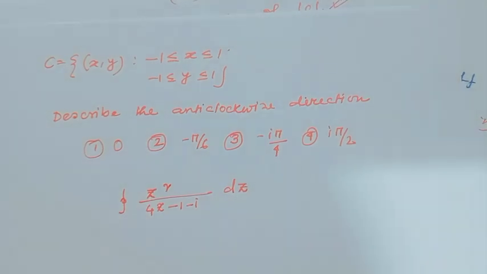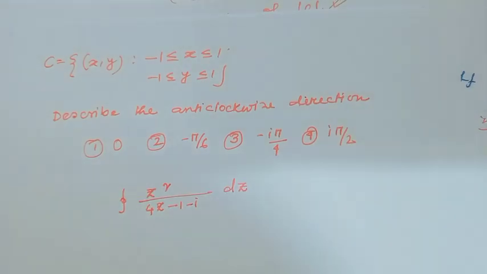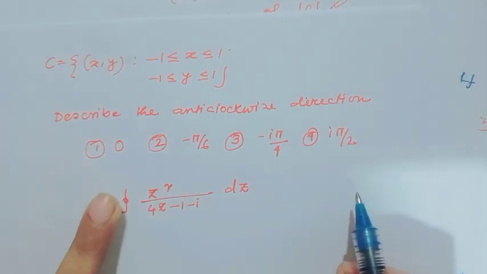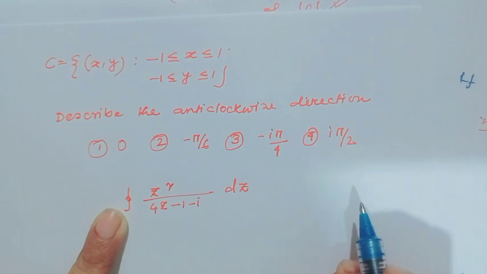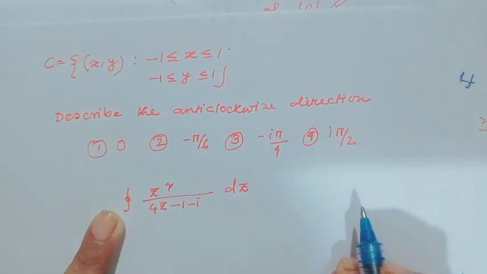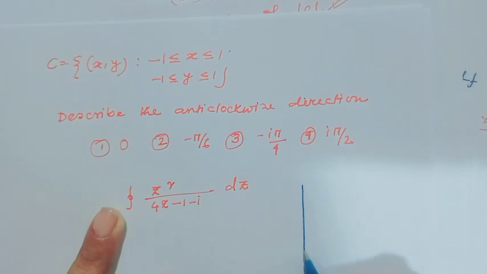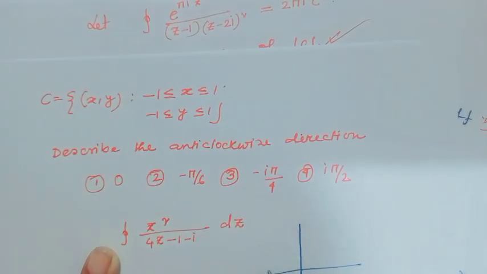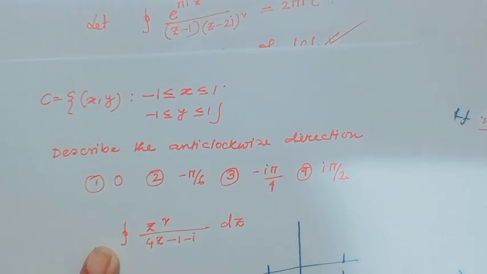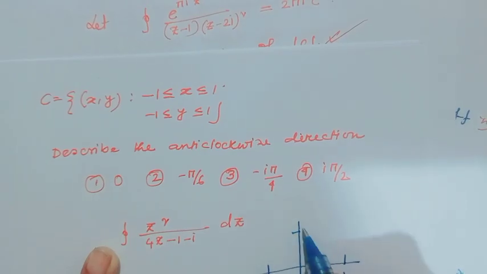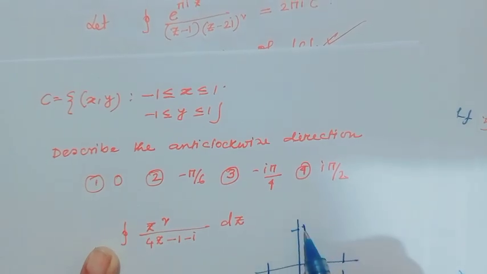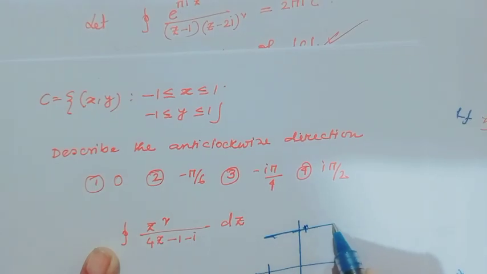The set C equal to (x, y) such that minus 1 less than or equal to x less than or equal to 1 and minus 1 less than or equal to y less than or equal to 1, described in the anti-clockwise direction, such that the integration of z square over (4z minus 1 minus i) dz equals, here the region is x lies between minus 1 and 1 and y lies between minus 1 and 1. So this is the rectangular region.